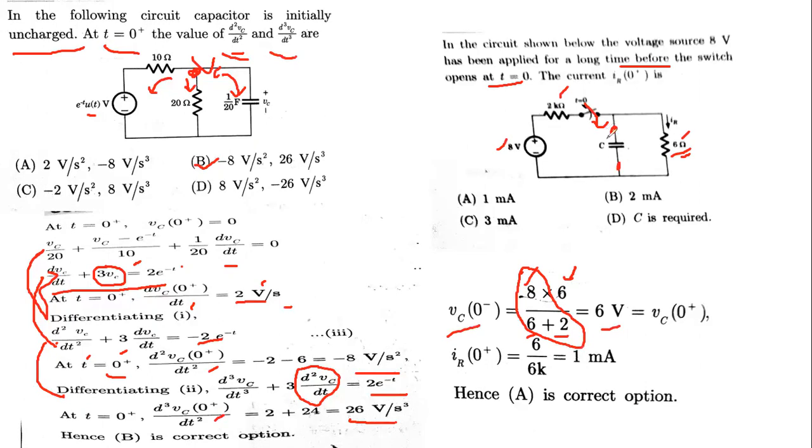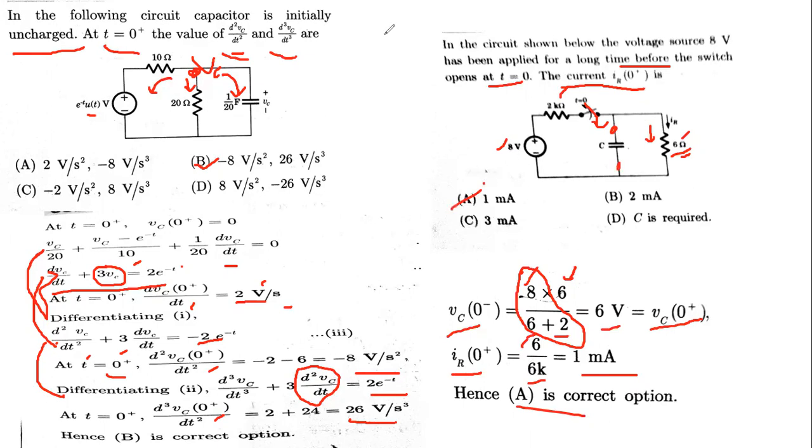What is the capacitor property? The capacitor voltage does not change instantaneously. So Vc(0 minus) is equal to Vc(0 plus). This is the same voltage across the resistance, because the resistance is in parallel with the capacitor. So the current in the resistance iR is the voltage divided by resistance 6, so that is 1 milliampere. So option A is my correct option.